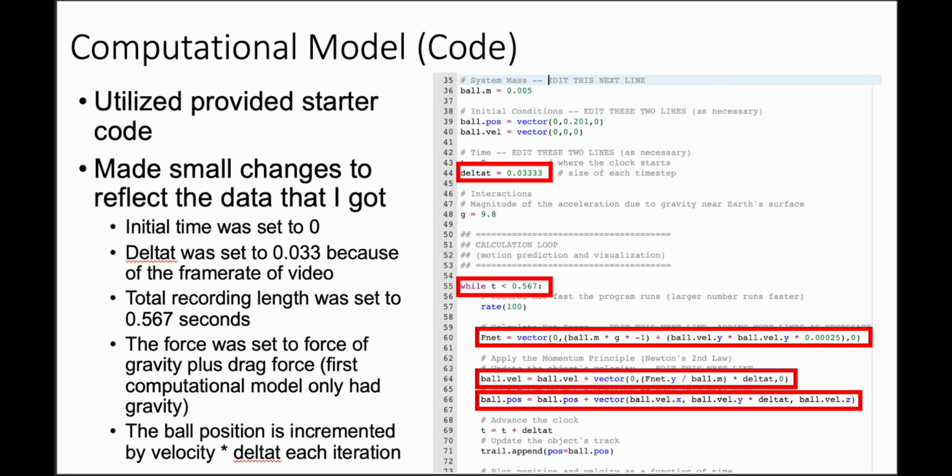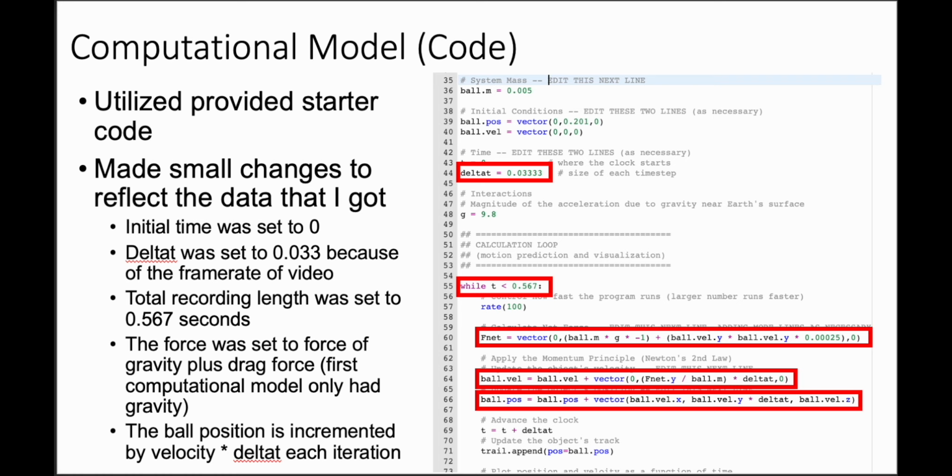So for the computational model, I utilized the provided starter code and made some small changes that reflected the data I gathered. So first I set delta t to be equal to 0.33 seconds because that was the frame rate of the video that I took. The total recording length was set to 0.567 seconds, so the loop only ran for that long.